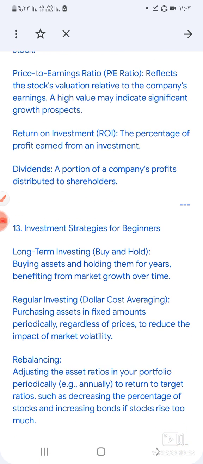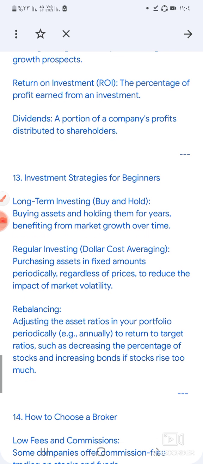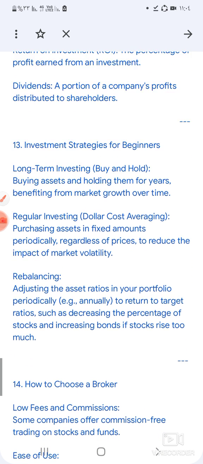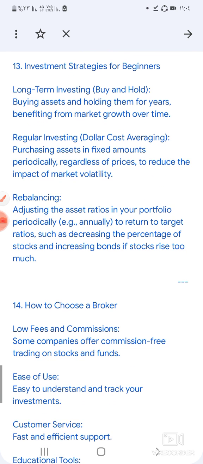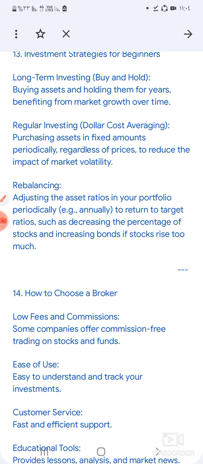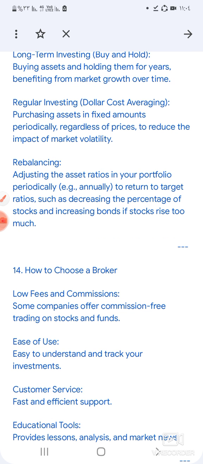13. Investment strategies for beginners. Long-term investing, buy and hold, buying assets and holding them for years, benefiting from market growth over time. Regular investing, dollar cost averaging, purchasing assets in fixed amounts periodically, regardless of prices, to reduce the impact of market volatility. Rebalancing, adjusting the asset ratios in your portfolio periodically, e.g., annually, to return to target ratios, such as decreasing the percentage of stocks and increasing bonds if stocks rise too much.